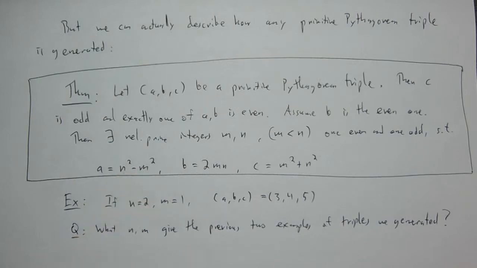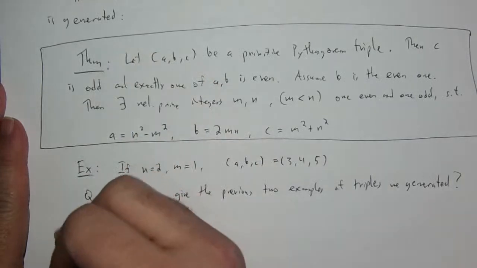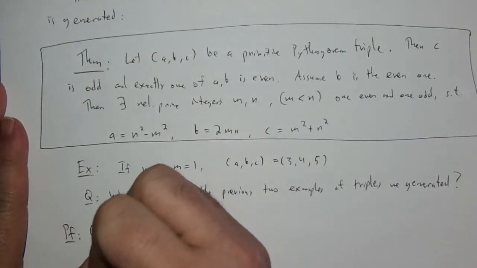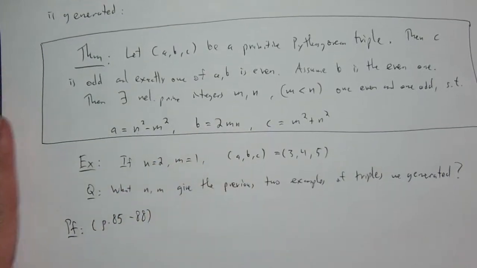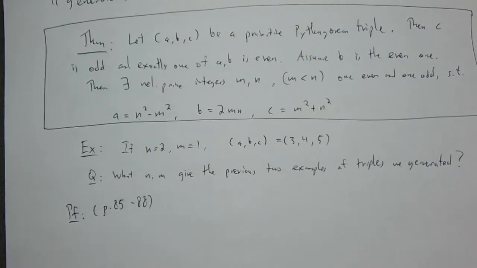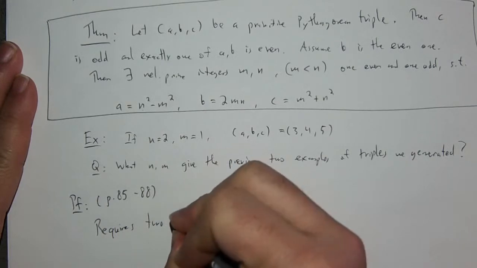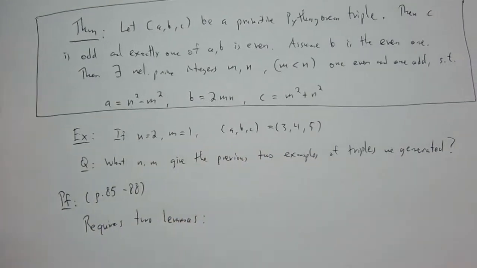I'm not going to go through this entire proof. The proof ends on page 88 and begins on page 85. It's not as long as it seems. It does require two lemmas that I'm going to state, but apart from that, I'm not going to give the details for the rest of the argument. If you like, you can have a look at that. I'll state those lemmas now.